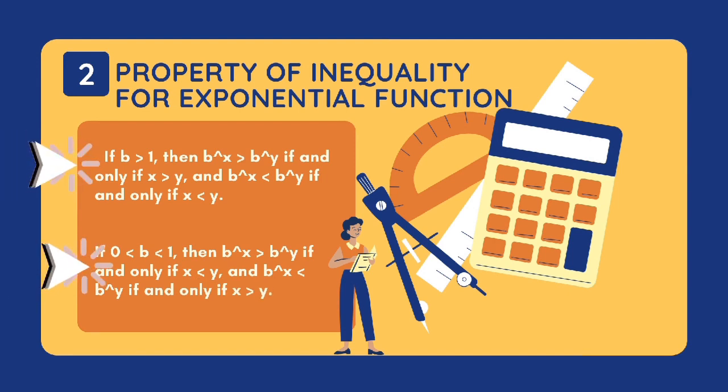If b is greater than 1, then b raised to x is greater than b raised to y if and only if x is greater than y, and b raised to x is less than b raised to y if and only if x is less than y. And if 0 is less than b and b is less than 1, then b raised to x is greater than b raised to y if and only if x is less than y, and b raised to x is less than b raised to y if and only if x is greater than y. Let's have an example.